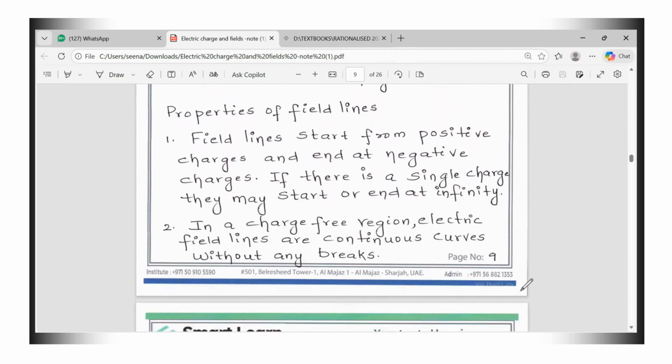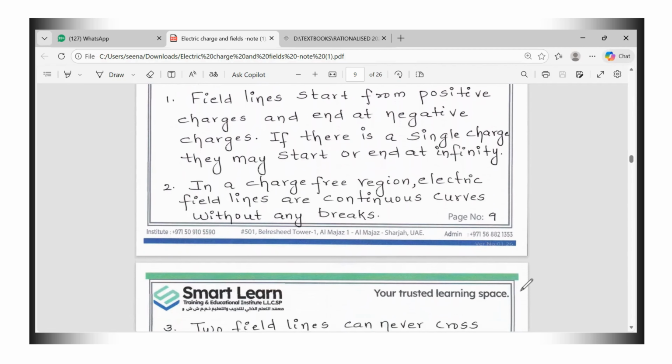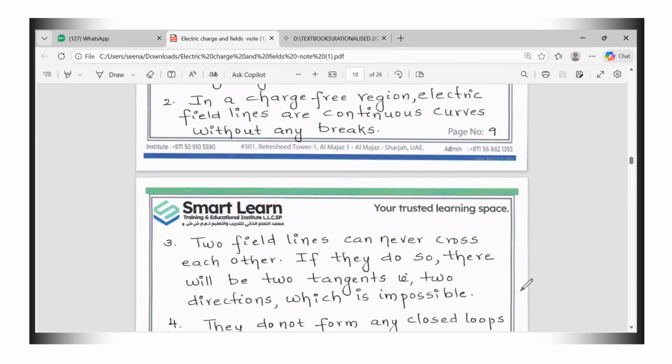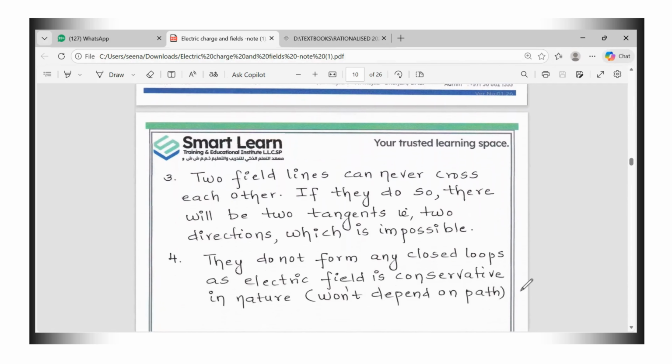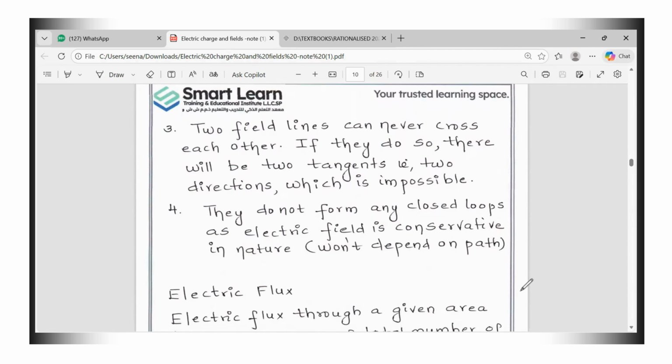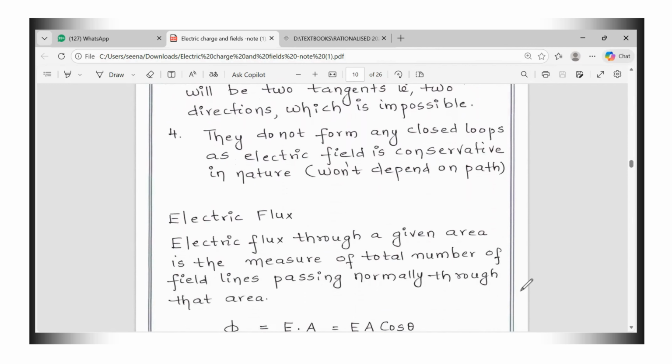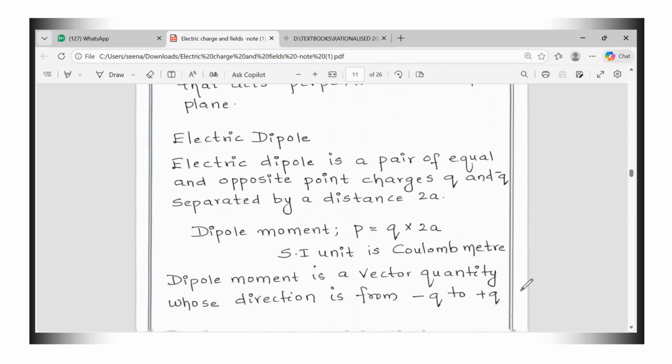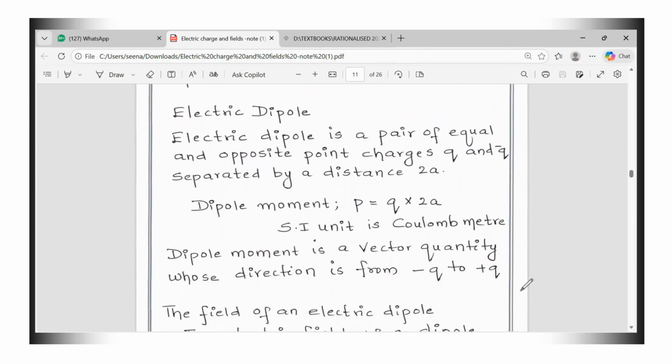So the properties are they start from positive and end at negative. And in a charge-free region, the electric field lines are continuous curves. That is, there is no break. And two field lines can never cross each other or intersect each other, because if they do so, there will be two tangents, that is two directions, which is not possible. And they do not form any closed loop. Basically, magnetic field lines are closed loops.